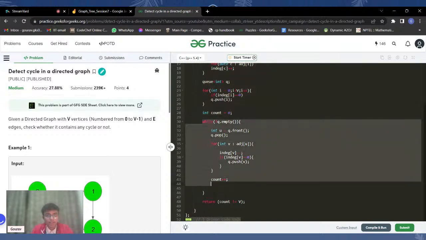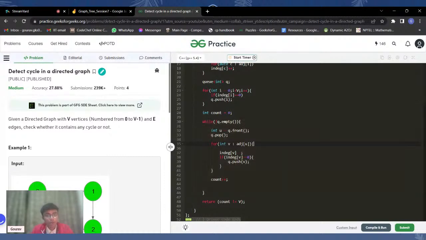Finally, we are running a while loop. This while loop will help us count the number of nodes which are included in our topo sort. Then we are going across the adjacent nodes, and the process is the same. We will decrease the in-degree, and if the in-degree becomes 0, we'll push it inside our queue. At the same time, we will do count plus plus, just to keep a count there as well.